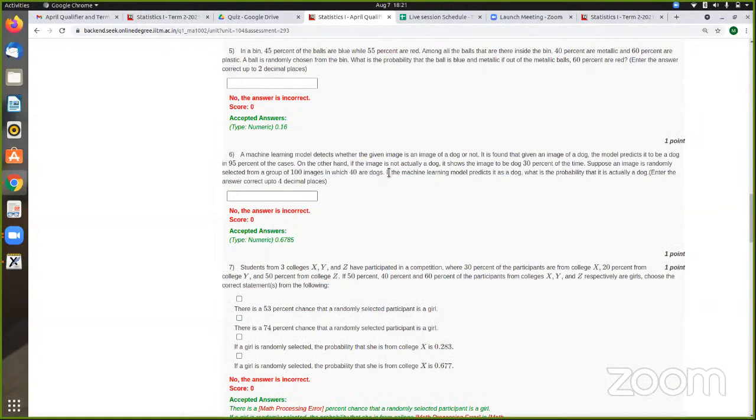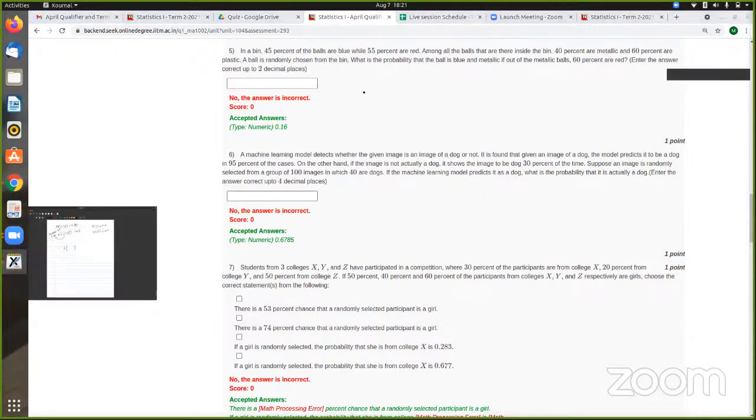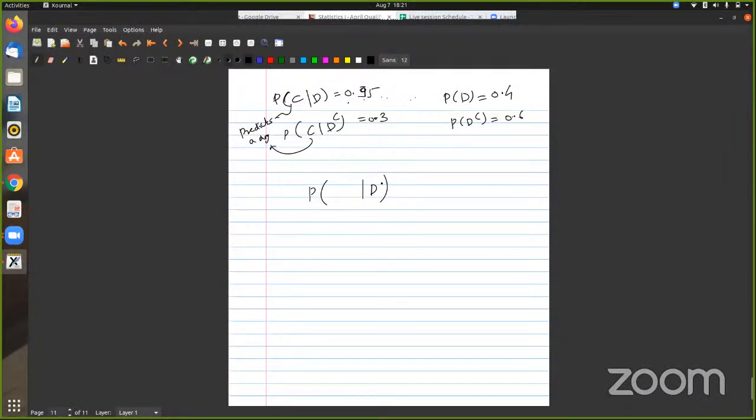First of all, I think I made a mistake in reading this statement. Here it is given that the machine learning model predicts it as a dog, so it is already predicted. It is given that it's predicted correctly, and we need to find that it is actually a dog. So in that case, we can write the probability of D intersection C, divided by the probability of C.